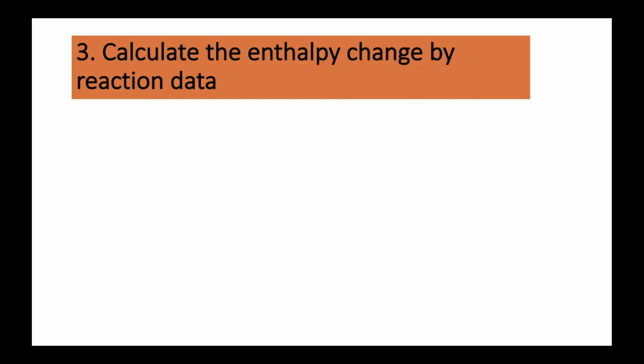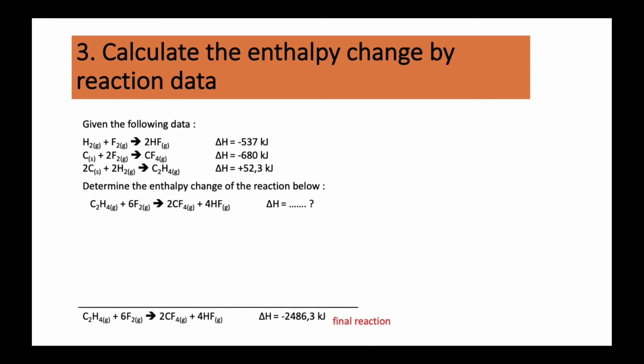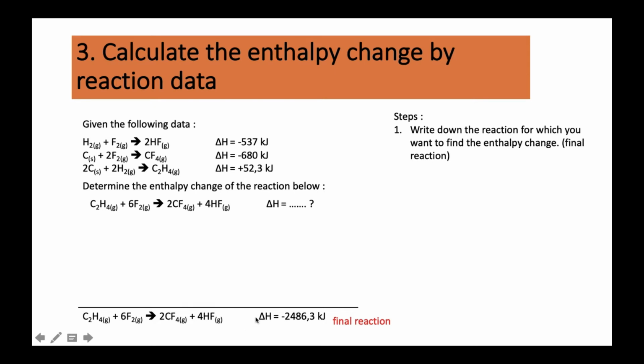Third, calculate the enthalpy change by reaction data. Given the following data. The first reaction is the formation of hydrogen fluoride, the second reaction is the formation of tetrafluoromethane, and the last reaction is the formation of ethene. Determine the enthalpy change of the reaction below. So the first thing that we can do is step 1, write down the reaction for which you want to find the enthalpy change, or we call it the final reaction. So first you have to write the final reaction.